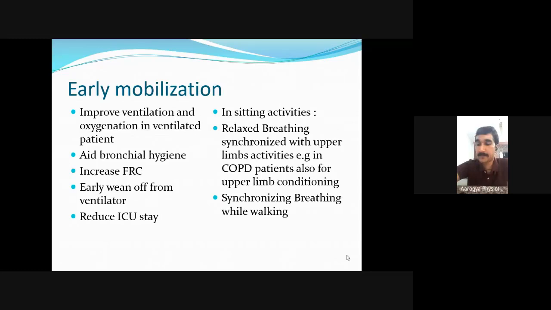In my personal experience, when I mobilize the patient on a ventilator, I get surprising results and the weaning off becomes much easier than it was before mobilizing. But the only thing is you have to keep monitoring the patient when the patient is on a mechanical ventilator.